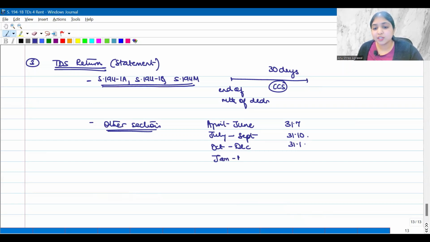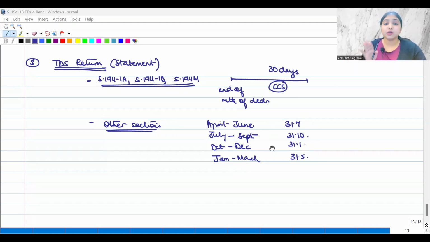And the last quarter, January to March, ideally should be 30th April. But you know very well, for the last quarter, extra time is given. So instead of 30th April, you have time till 31st of May to file the TDS return. So the TDS statement, when should it be filed? For these three sections, within 30 days from the end of the month itself. For all other sections, it is filed quarterly.